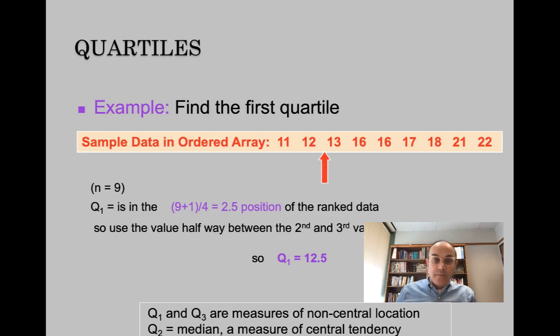we encounter. For example, we have a sample array of numbers, and we would like to do that. My mistake in the numbers. In this case, n is equal to 9, so it's 9 plus 1 divided by 4, and it's 2.5. So the next number is, quartile 1 is equal to 12.5.